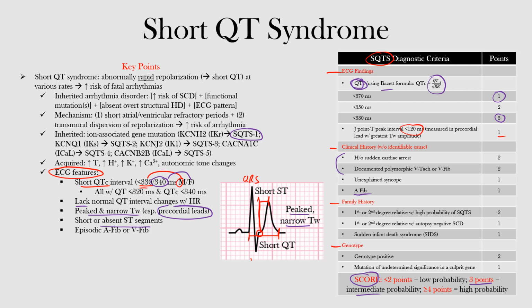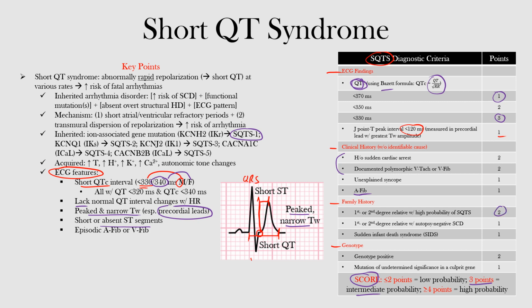And then with these two, you get 2 points. The history of sudden cardiac arrest, again, not due to any identifiable cause, as well as documented polymorphic ventricular tachycardia or ventricular fibrillation also gets 2 points. Now, we're here at the family history. And in this case, if you have a first or second degree relative with a high probability of short QT syndrome, you get 2 points, okay?